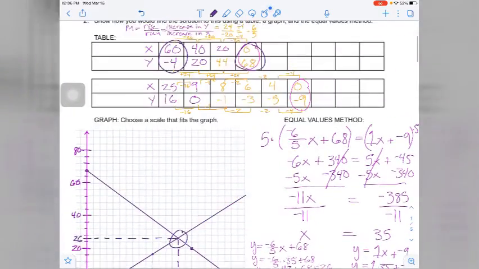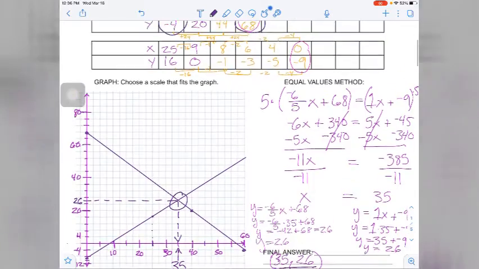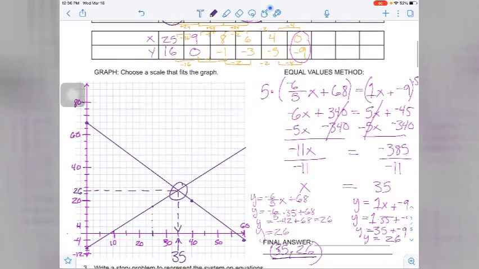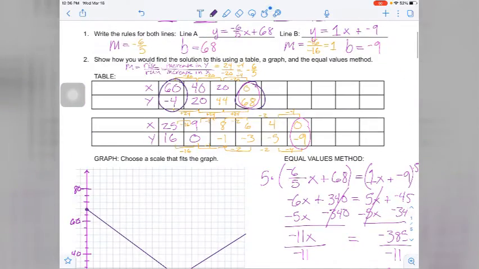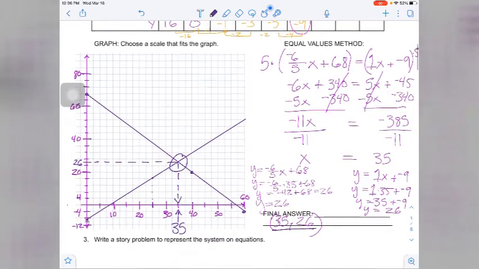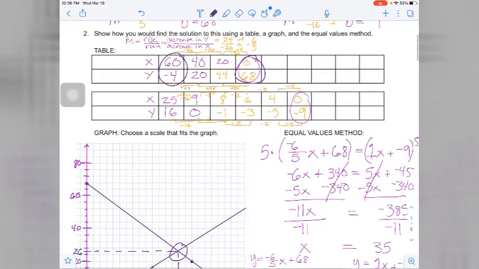So that shows that my point of intersection matches. And then the last one that I need to do is I just need to show where my point of intersection is on my table. And my point of intersection on my table is, well, let's see. I know that it matches at 35 and 26, so I suppose I could just write 35 and 26 on this. But I'm going to try to show how I know that.